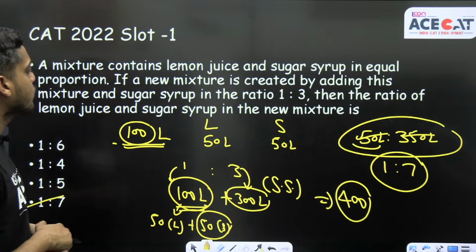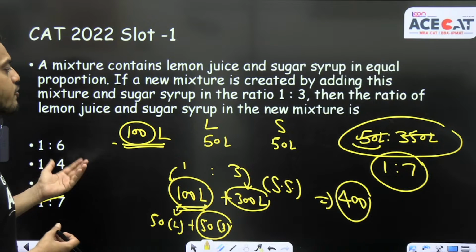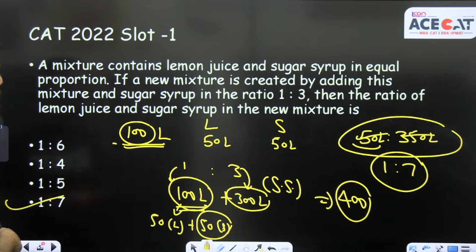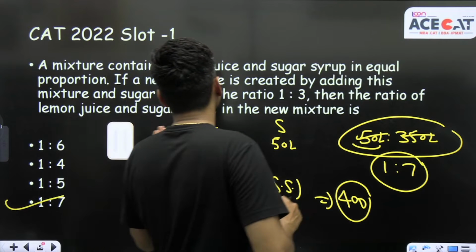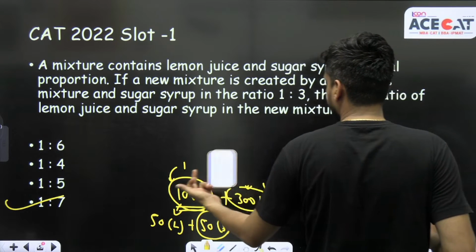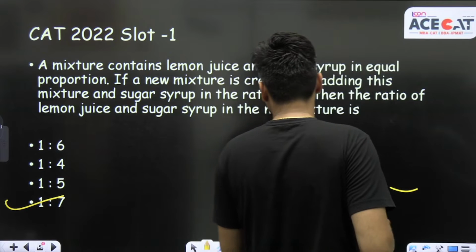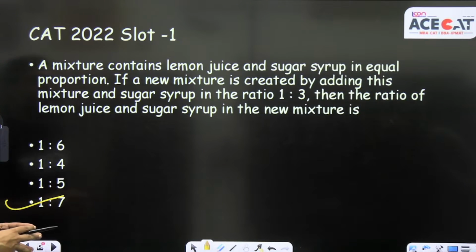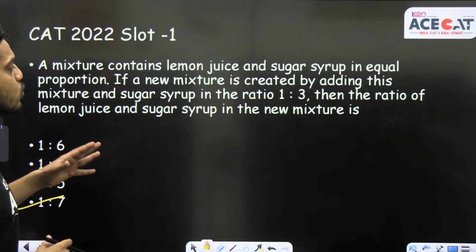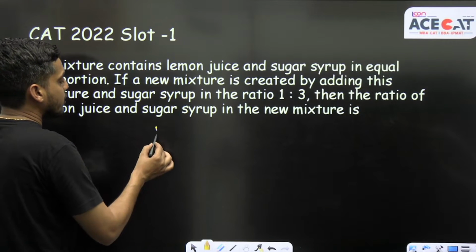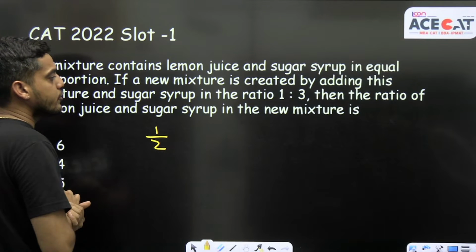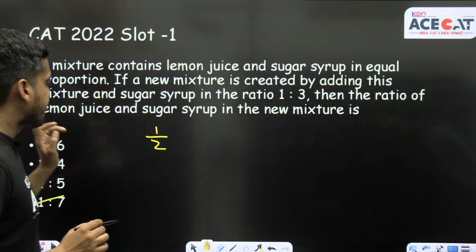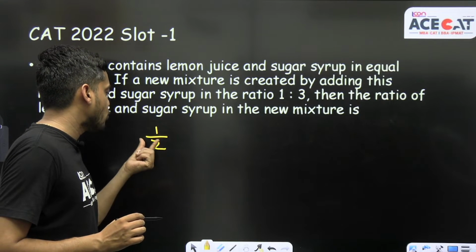But students, if you want to discuss one more method of law of mixture, then we also can solve this question quite comfortably. Now we know the law of mixture, guys. In the first mixture, sugar syrup is 1 out of 2 unit. Students, do you agree with me? If we talk about the sugar syrup, in the first mixture, sugar syrup is 1 out of 2 unit.